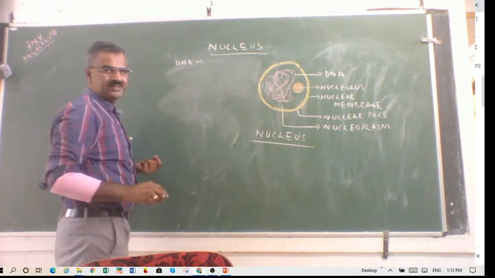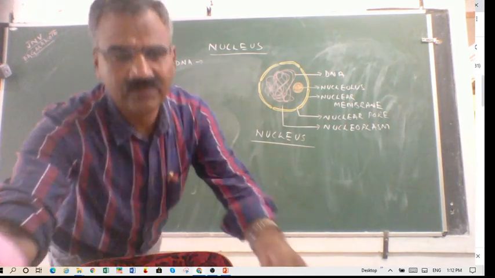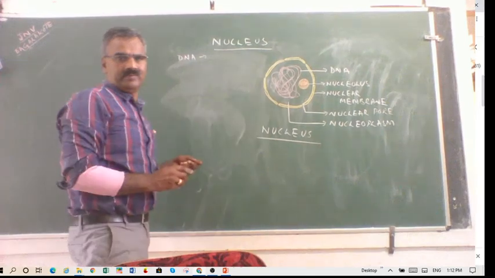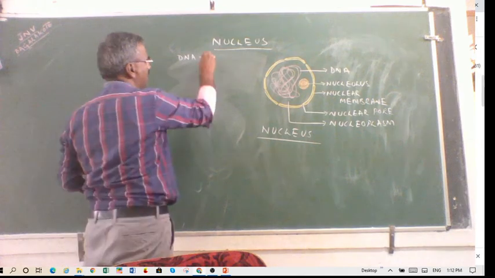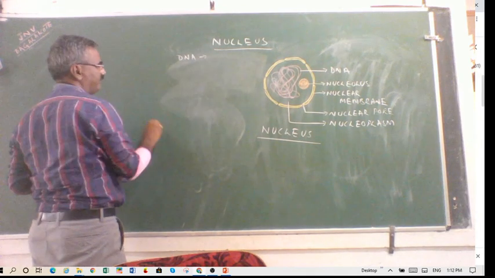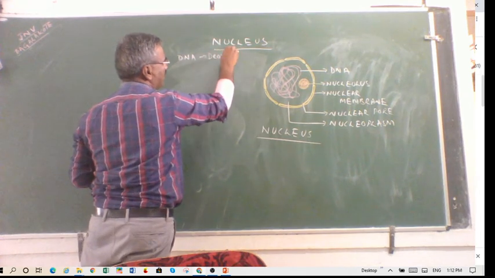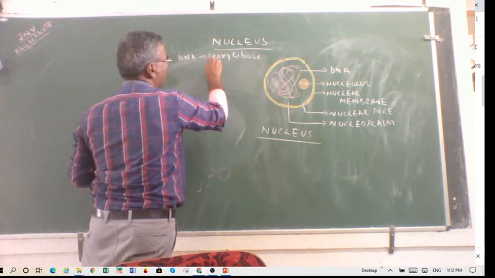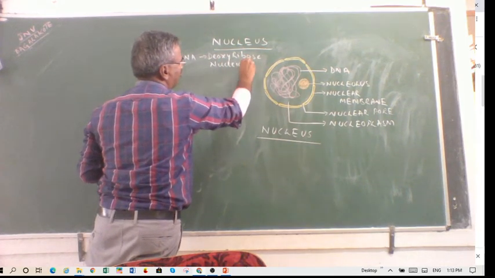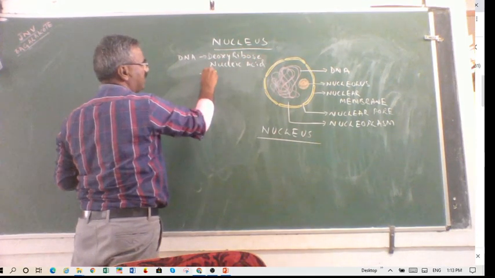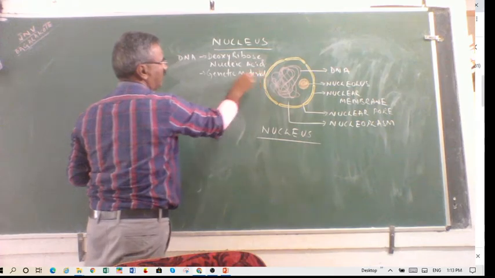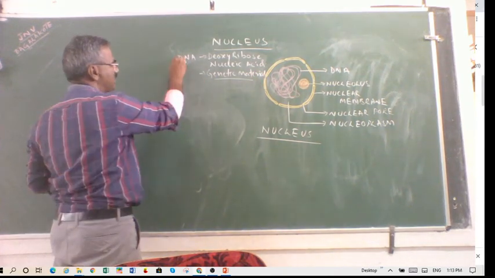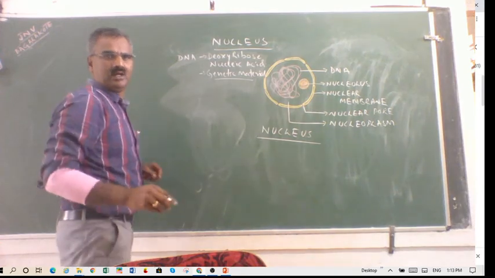This DNA, deoxyribonucleic acid. What is this DNA? Deoxyribonucleic acid. And this is the genetic material. This DNA is the genetic material.